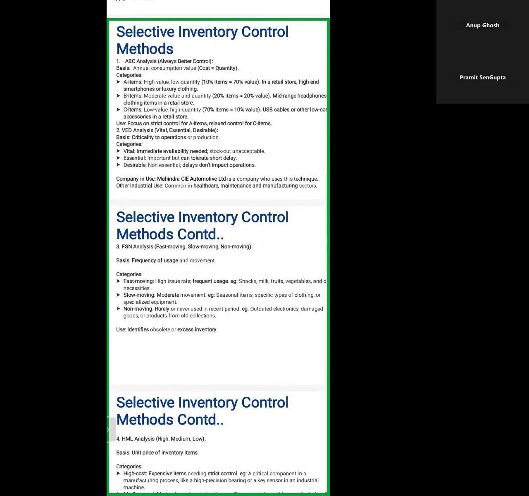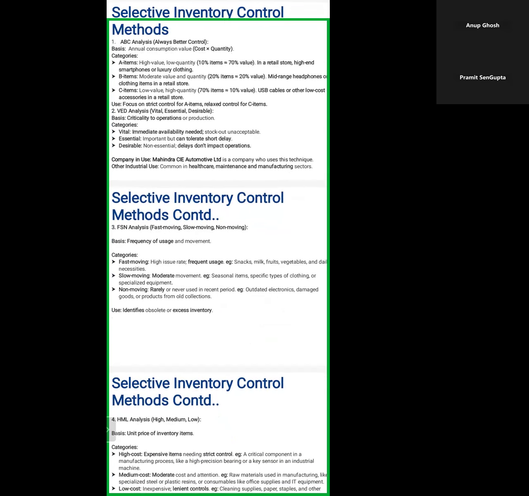The third category of our selective control method is FSN analysis. Now it talks about fast moving, slow moving, and non moving stocks. In marketing, it is more known as consumer goods, but in stock control method, it has some dimensions. What are the dimensions? Frequency of use in movement. This is the primary dimension of this type of selective control. Fast moving items are found with high issue rate and frequent usage.